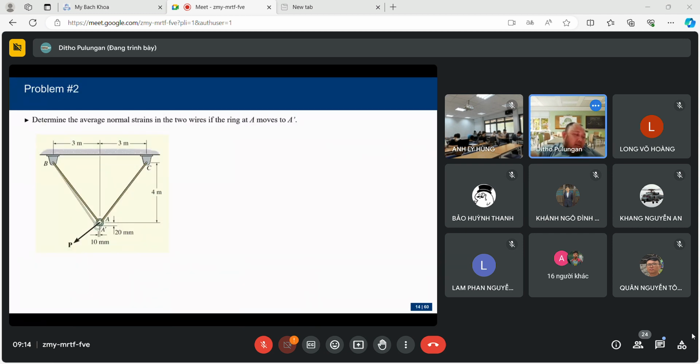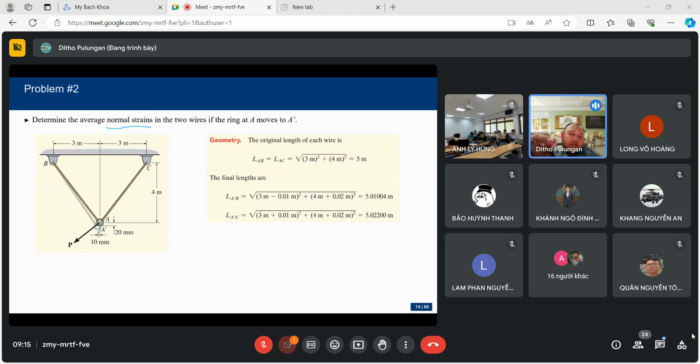Okay, now determine the average normal strain. Yeah. So imagine you're calculating the strain. You are asked to calculate the strain. So ring A moves to ring B. Okay. As you can see here, it moves to the left 10 millimeters. It moves downward 20 millimeters. Okay. Can you calculate the strain?